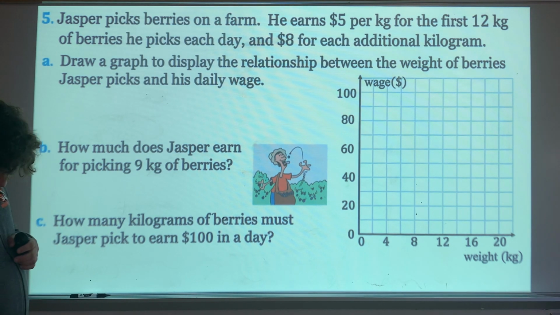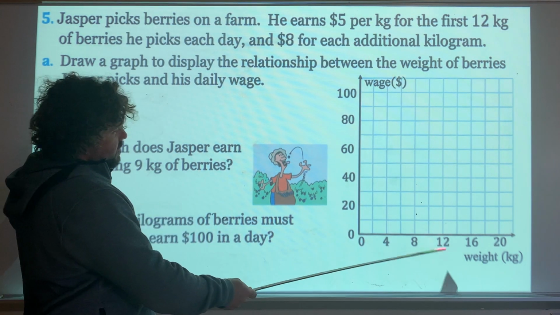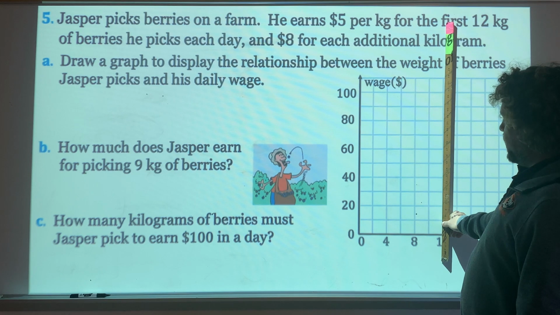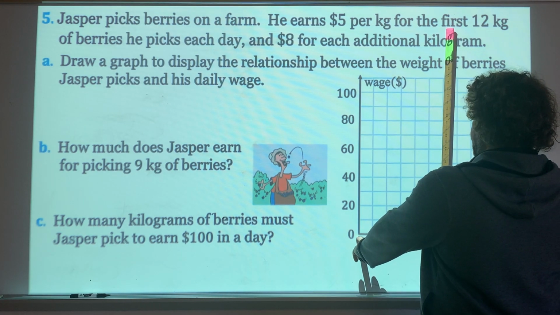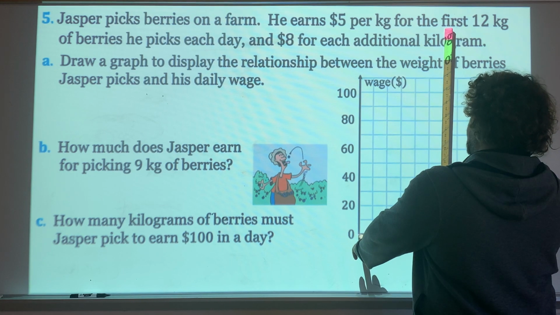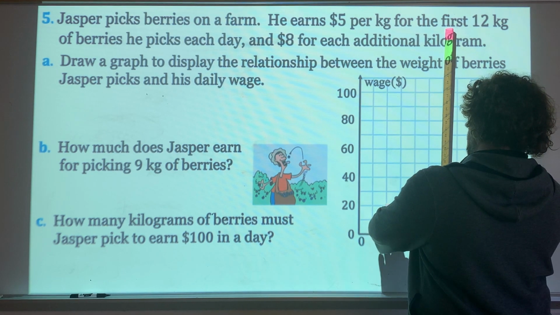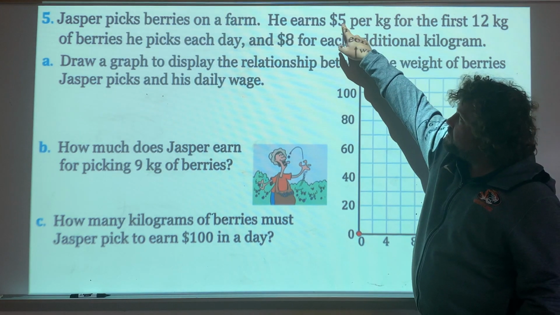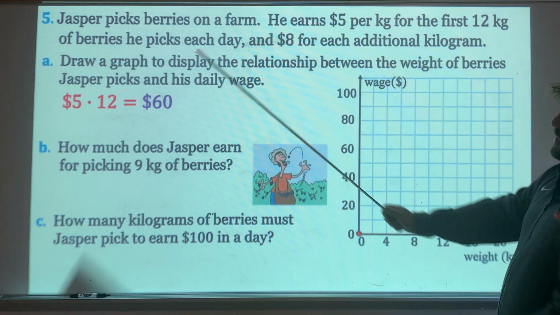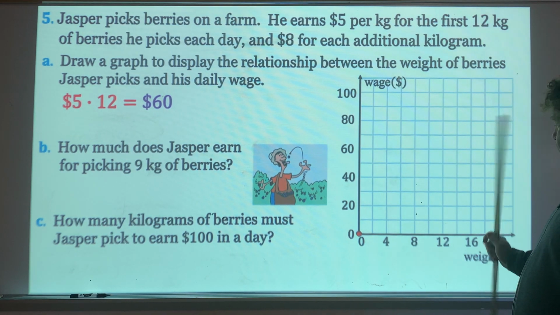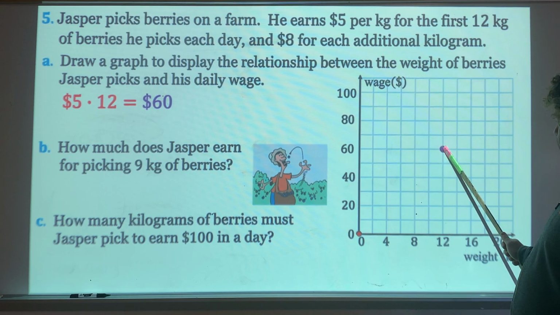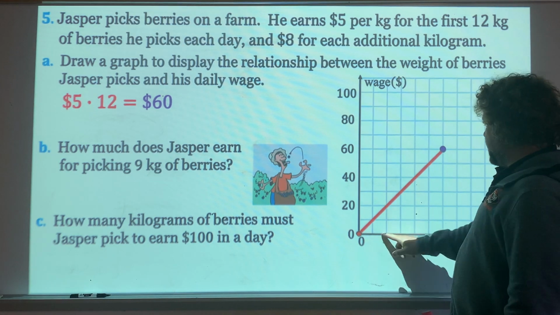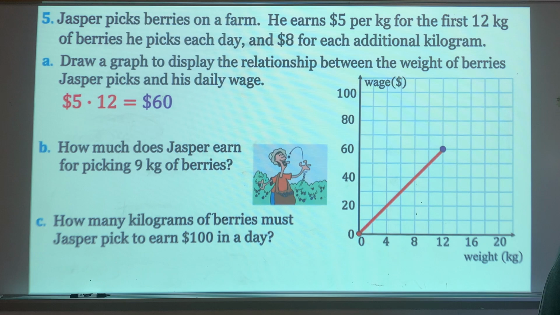So, draw the graph. Good. So, for the first 12 kilograms, up to this point, he gets $5 per kilogram. So he starts at 0, and then for every kilogram, this is 4, you go up 5. So for every 2, you go up 10. 10, 10, 10, 10, all the way until you get to 12. What's 12 times 5? 60. So when he gets to his 12 kilograms, he will make $60. So you go 12, 60, you put a point, and you know this is a straight linear equation, and there you go. 4 times 5 is 20, 8 times 5 is 40, all matches up.